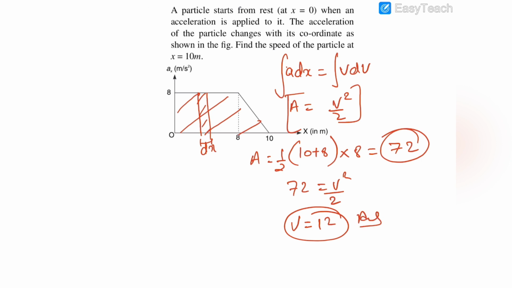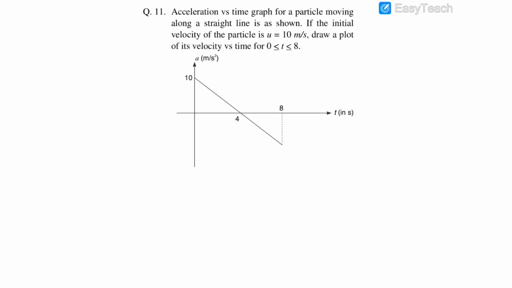Now we move on to the next question. In this question, you can see that there is a particle whose initial velocity is 10, and its acceleration versus time graph is shown in the figure. This graph is a straight line which is moving in the downward direction, and its slope is constant throughout. So it is very simple that the VT graph would be a parabola.